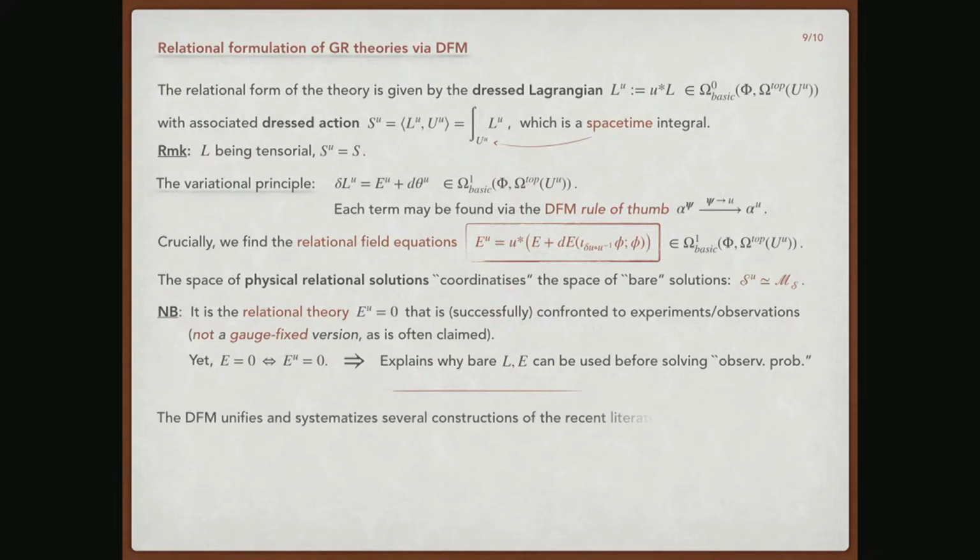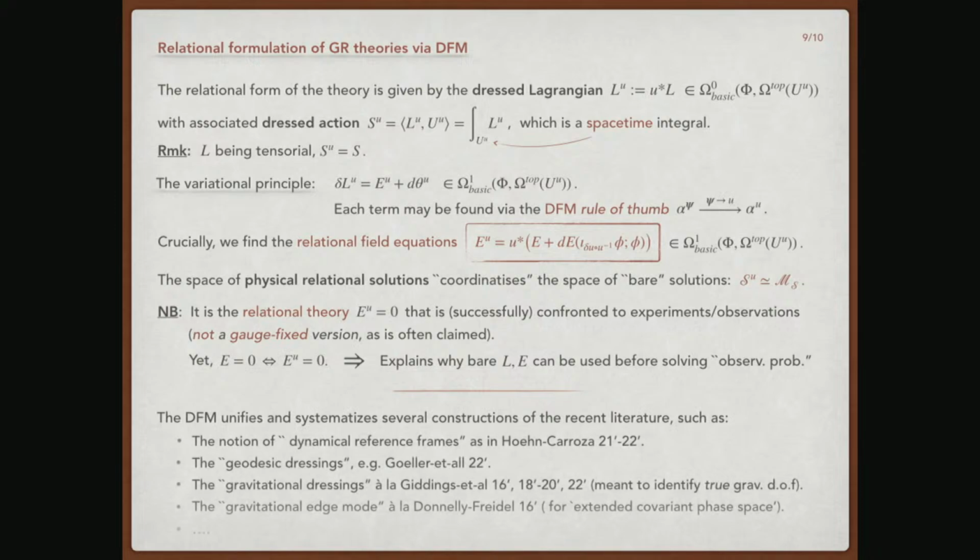Okay, so this way of doing things unifies and systematizes diverse approaches, several constructions in the literature. So I list only a few here. For example, the notion of dynamical reference frame that has been developed in the past, I don't know, 5 years maybe. The notion of geodesic dressing, gravitational dressing, a la Giddings and others. As I said before, the notion of gravitational edge mode that has been introduced by Donnelly and Freidel in the context of extended phase space.